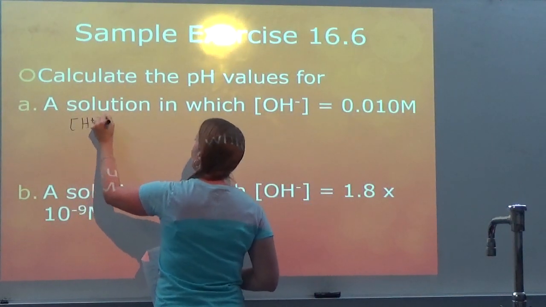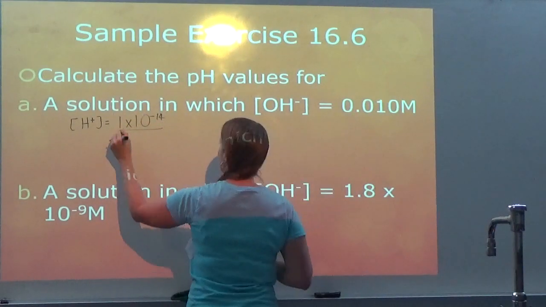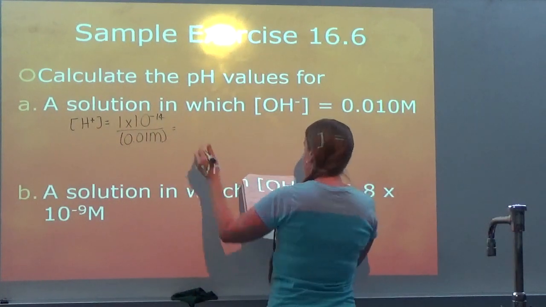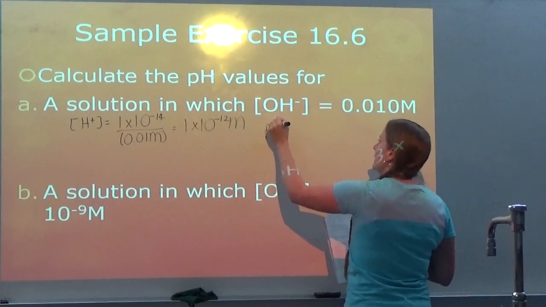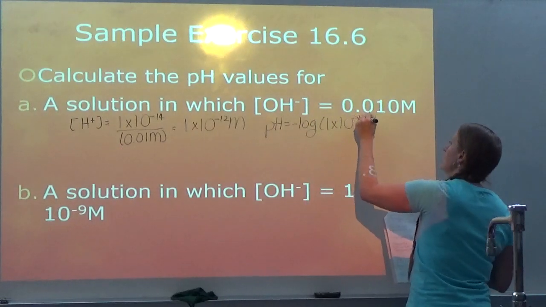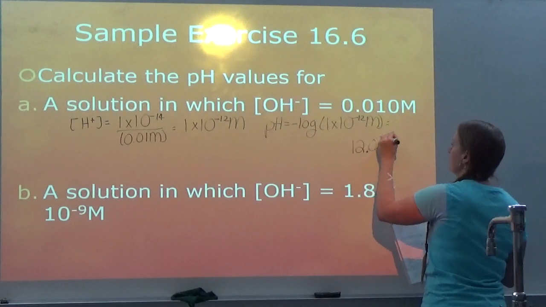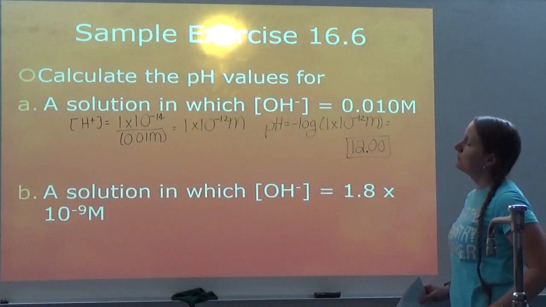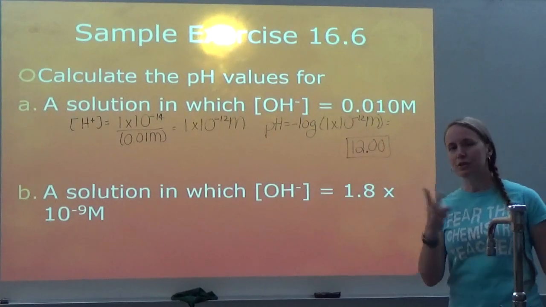So we know that H plus is 1 times 10 to the negative 14 divided by my OH minus, which is 0.01. Once I do that, I get 1 times 10 to the negative 12 molar. I need to get the pH. pH is negative log of 1 times 10 to the negative 12 molar, and once I plug that in, I got 12.00. Remember, pH has no units. You could just put 12, that's fine. It's just common practice to give 2 decimal places with pH.